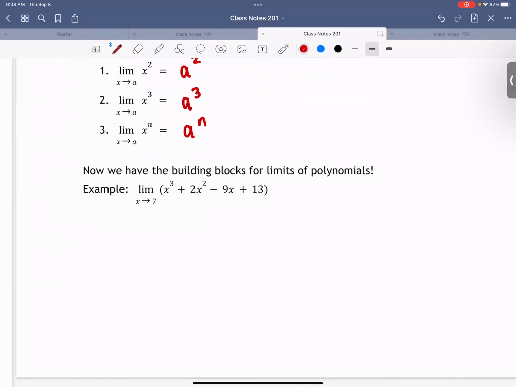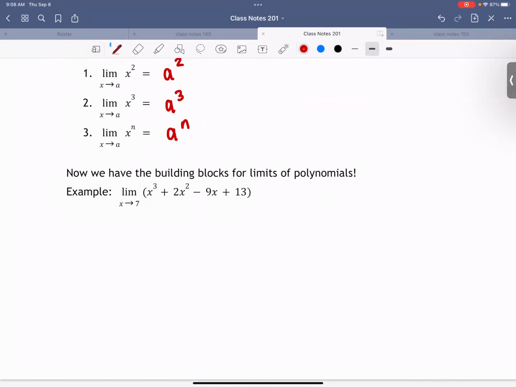Let's talk about polynomials, right? Polynomials are things where we have a bunch of different variables being added together, okay? And let's say I wanted to find the limit as x approaches 7 of x cubed plus 2x squared minus 9x plus 13. I think you can kind of deduce that I'm going to plug in 7 into my polynomial, but let's talk about why that's actually true from the information that we have, okay?